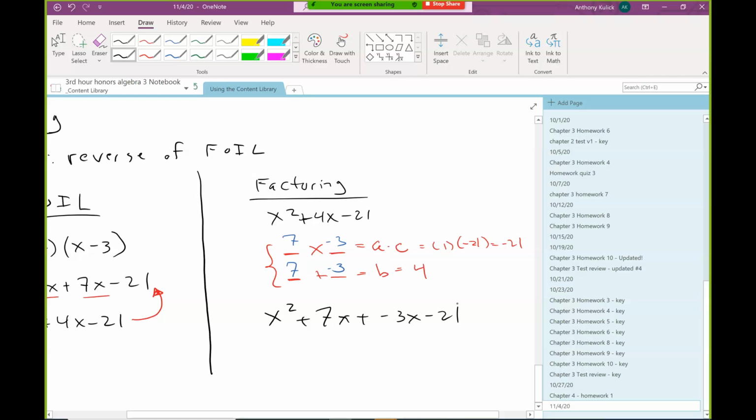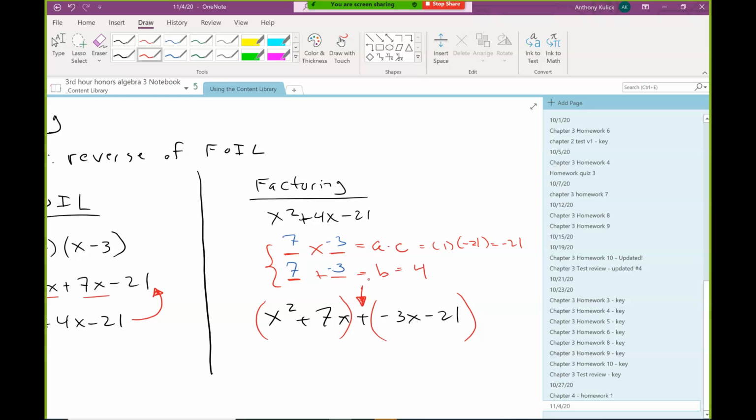Everybody's good here? Okay. So the process we're going to use now is called factor by grouping. So we're going to make one group with the first two items, and our second group with the second two items. And we must have a plus sign in between the two. That's why when I wrote down the problem initially, instead of writing 7x minus 3x, I wrote it as plus a negative. Okay? Everybody's cool?